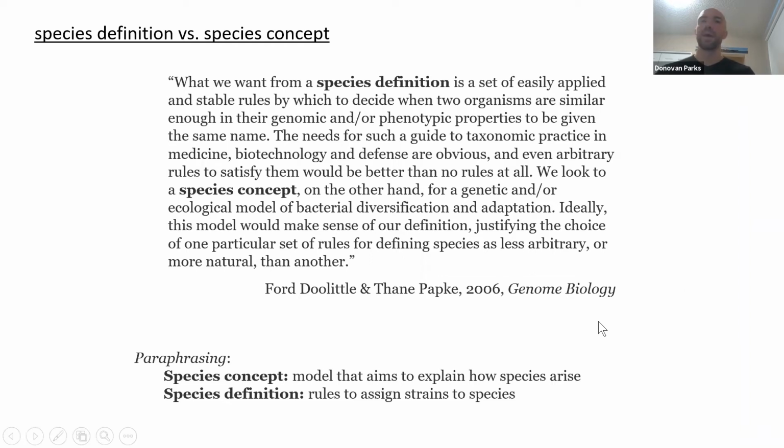So just to paraphrase that, the goal of a species concept, as we've just discussed, is basically to propose a model that describes why speciation actually occurs in nature, whereas a species definition is a much more practical thing. It's just, what are a set of rules that we can use to assign strains to species? And ideally, there would be some species concept underlying this, but just a set of arbitrary rules actually might be okay as long as those are applied in a consistent way and the species that result from those are useful to us for communicating diversity.